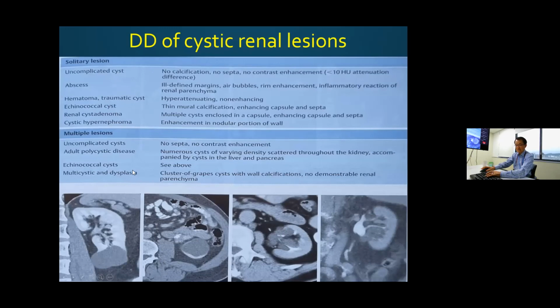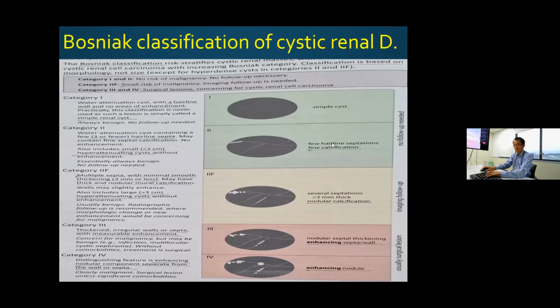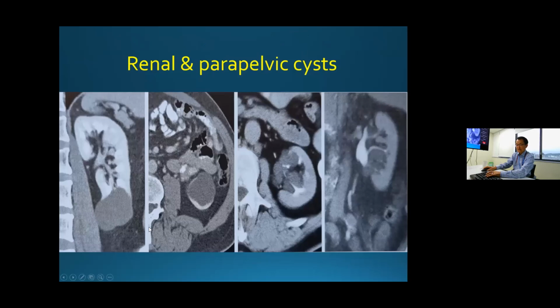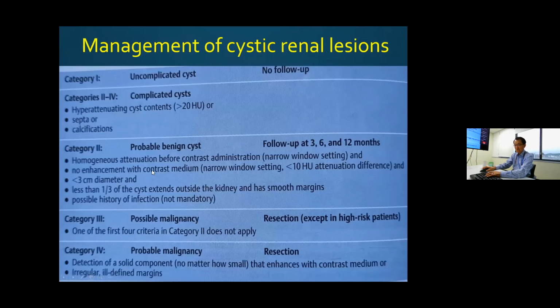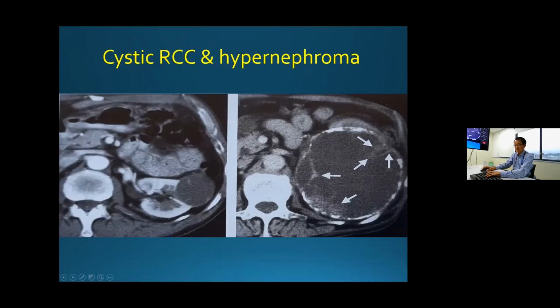That's difficult, but with the Bosniak classification, simple cyst versus enhancing nodules, categories 1 through 5. Category 4 or 5 become more risky. So renal and pararenal cysts, parapelvic cyst, calcified cyst, so it's all category management. And then renal cell versus hypernephroma all look alike.